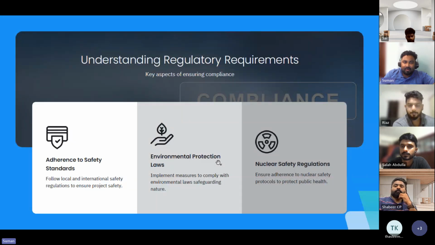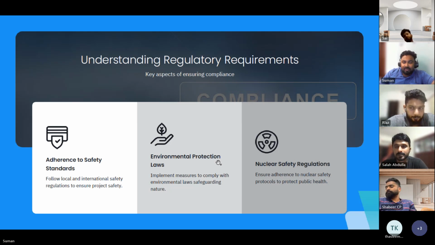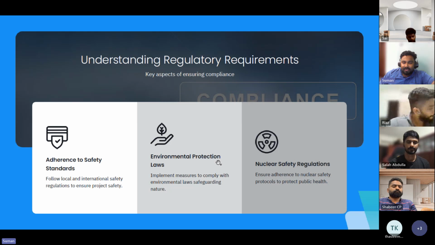So the first part is to give a little understanding about the regulatory requirements. In different countries, different states have their own regulations. The Health and Safety at Work Act in 1974 says the employer is responsible for employees' health, safety, and well-being at the workplace. So the employer is responsible for the workers' health and safety.